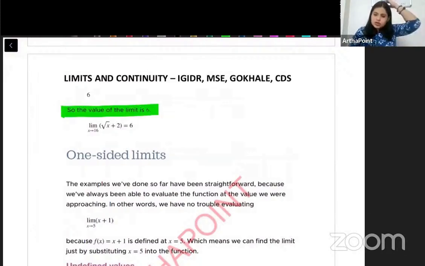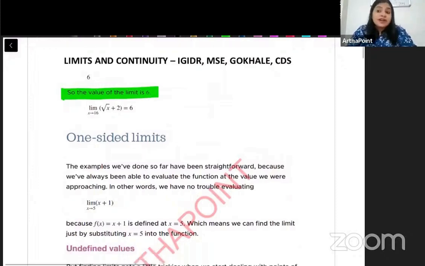Now, so far we have been very straightforward, and we have just put the value of x inside the function. However, this is not the only thing that we want to do in limits. We also want to talk about one-sided limits, which is the first thing I want to do. And we also want to talk about something a little trickier, called an undefined value.